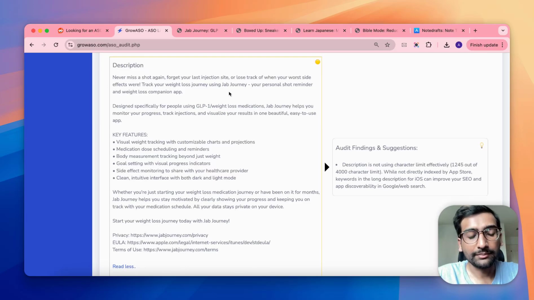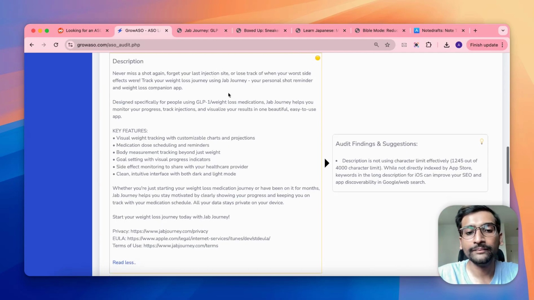Having those here can be really helpful, because when someone searches that in Google, your app can be shown if it's in the description of your app. So this can be important. A lot of developers don't think of it from this angle, but this can be helpful.